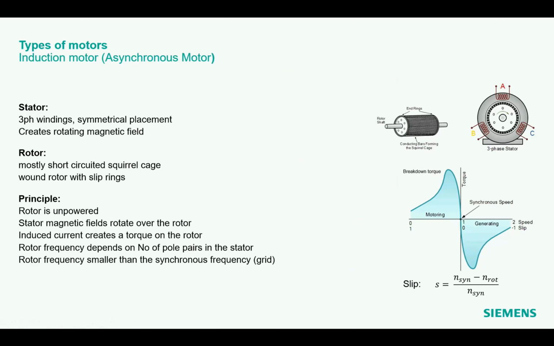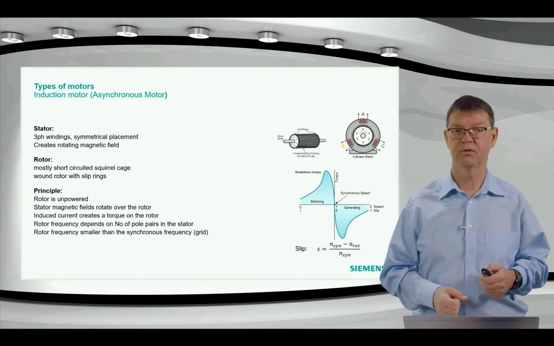We often encounter one value which is called the slip here. The slip, as you see in the formula, is the synchronous speed minus the rotor speed divided by the synchronous speed. And you see when the motor is at standstill, then this rotor speed is 0, then the slip is 1. And if the rotor is running at the synchronous speed, then here the numerator is 0, so the slip is 0. And in case of a generator, the slip is negative. So you can encounter this quantity all the time when you deal with motors technically.